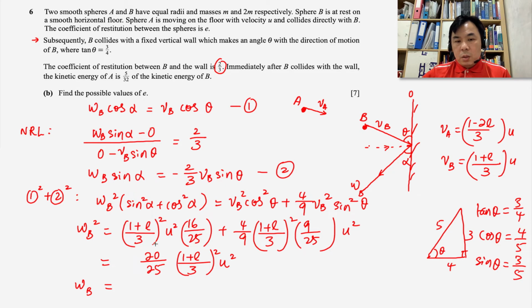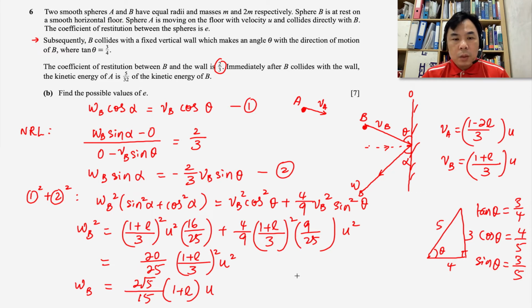Right? So the square root of this will be 2 root 5 over 5, square root of 1 plus e, u here. Now that will be the speed of B after the collision.